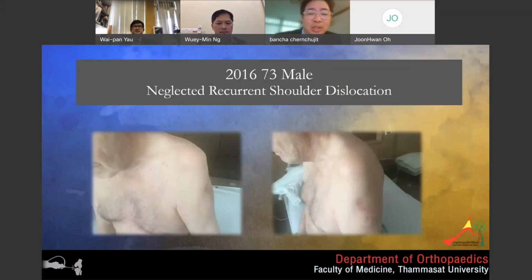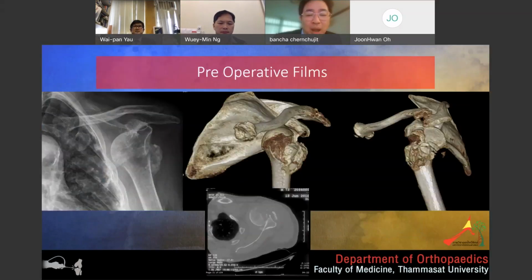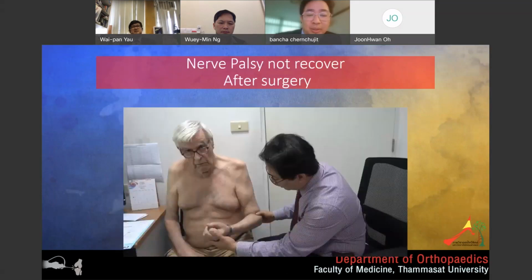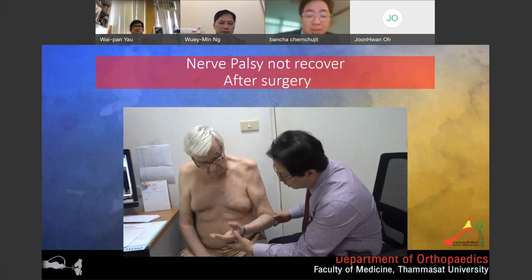But this patient, 73 years old, had the same neglected dislocation, same scenario, about 6 months after the injury. So I discussed with him that I will try to do the same way. You have the fracture dislocation, but you also have nerve injury. After the surgery, the patient was doing well, but he came back to see me with this. You see the muscle atrophic change and the nerve is not coming back.